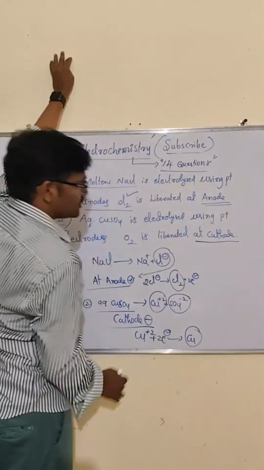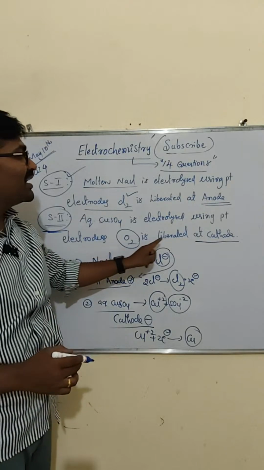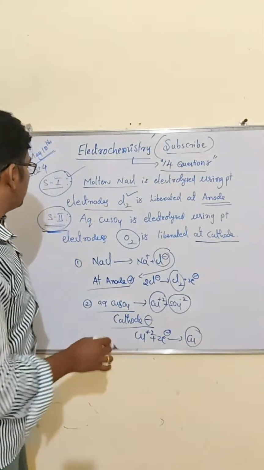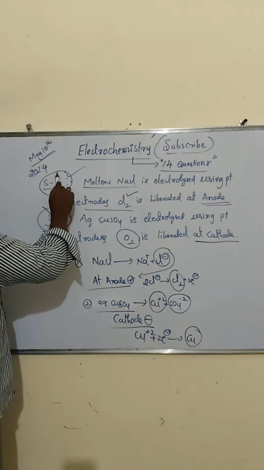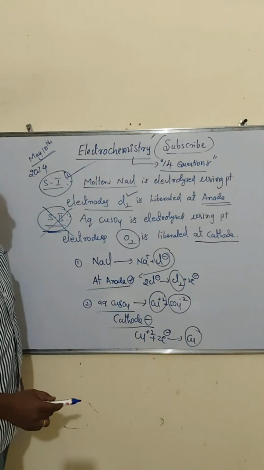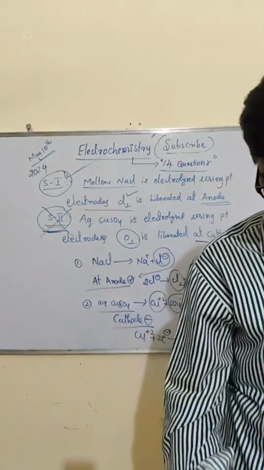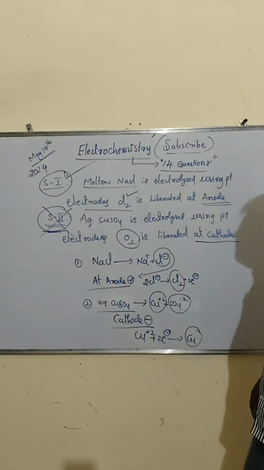Copper will be deposited. But what they mentioned in the statement is O2 is liberated at cathode. So statement 2 is wrong. Statement 1 is correct. So that option you have to select. Understand, my dear students? Yes, note down the question. One more question will be there that we'll discuss.